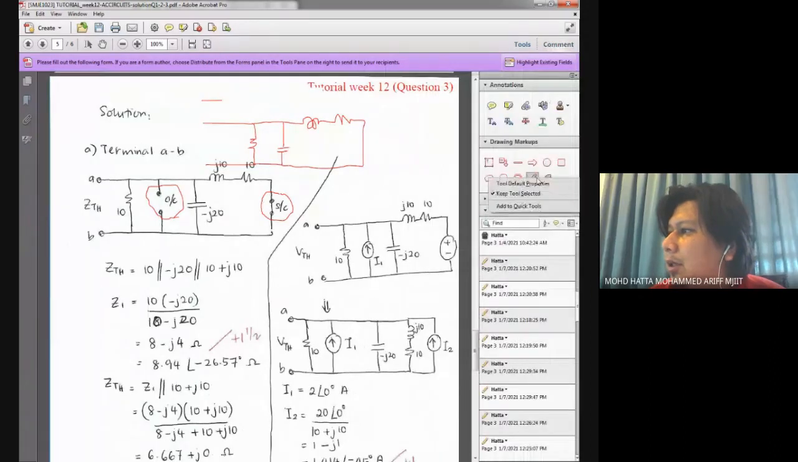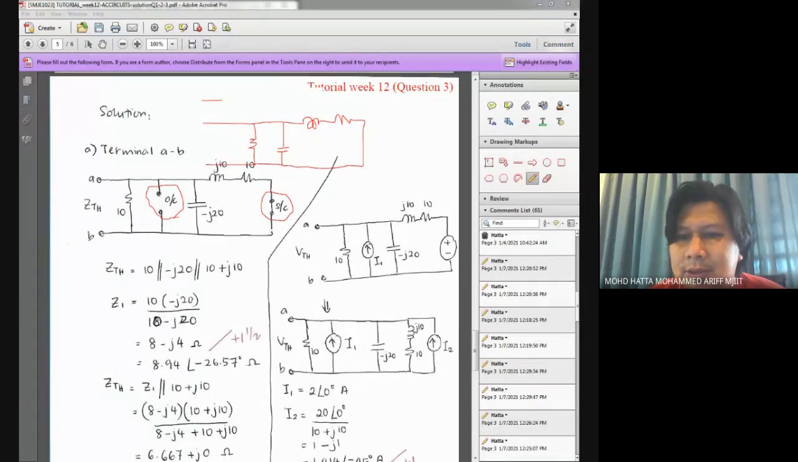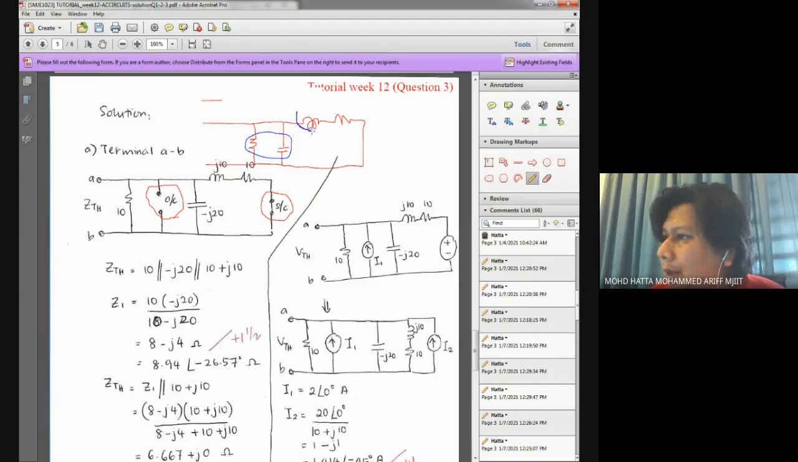So based on this diagram, maybe I'll try to change another color. Okay, I can say that these two are in parallel, and later on in parallel with these two. So if I redraw, if I put this one to here, maybe you can see that all these three elements are connected in parallel. So that's what happens when we calculate ZTH.